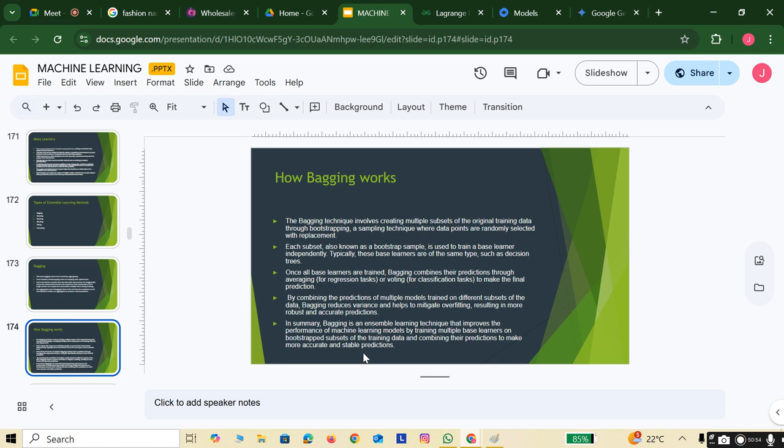So it is very rare to find base learners of different types, but we are not ruling out the possibility. We are just saying typically. So once all base learners are trained, bagging combines their predictions through averaging for regression tasks or voting, which we are going to see later, for classification tasks to make the final prediction.